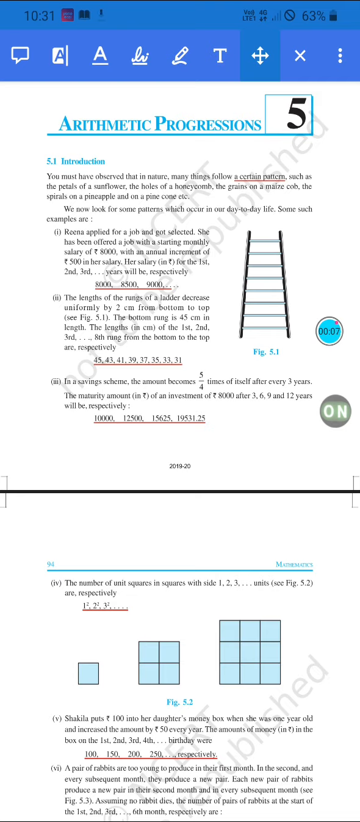Today we are going to learn about arithmetic progression. Before that, we have to learn what a progression is. What is a progression? Underline the words "a certain pattern." A number set that follows a certain pattern is called a progression.